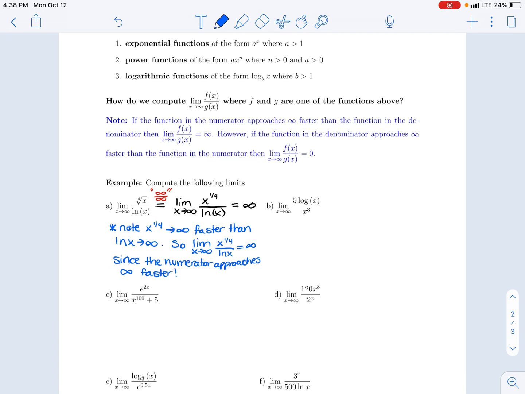Okay, so the key idea there is that I know both of those functions are approaching infinity as x approaches infinity, so I get this indeterminate form infinity over infinity. So what do I need to do? Well, I need to look at them and see that the numerator is a power function and the denominator is a logarithmic function. I know that power functions dominate as x approaches infinity compared to logarithmic functions. And since the power function is in the numerator, I know that limit is going to be infinity.